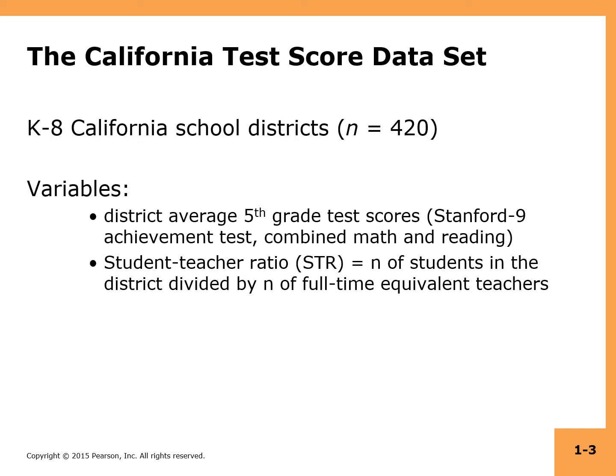In order to answer this question, we need a data set. Here we have 420 K-8 California school districts. The variables that we're interested in are, first, the district average 5th grade test scores, which are Stanford 9 achievement test scores combining math and reading scores, and also the student-teacher ratio. Here we're going to abbreviate them into STR, and this is the number of students in the district divided by the number of full-time equivalent teachers.